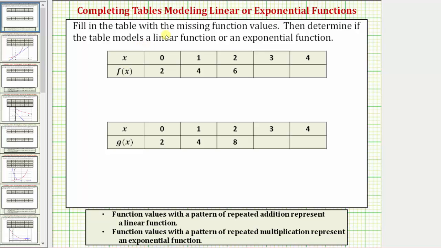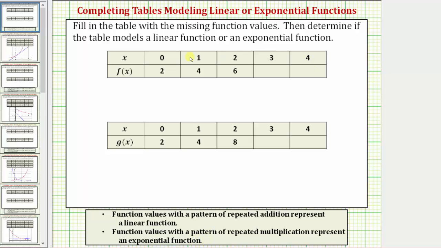We want to fill in the table with the missing function values, then determine if the table models a linear function or an exponential function, where function values with a pattern of repeated addition represent a linear function, and function values with a pattern of repeated multiplication represent an exponential function.